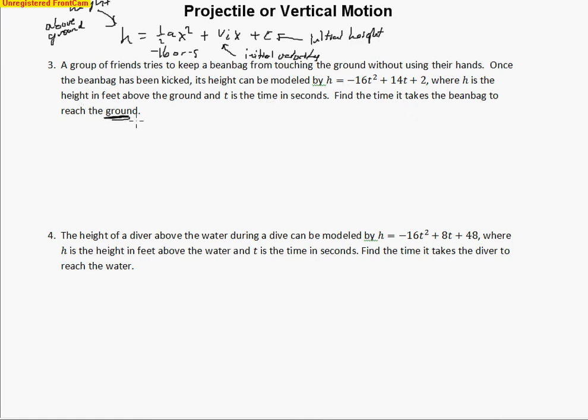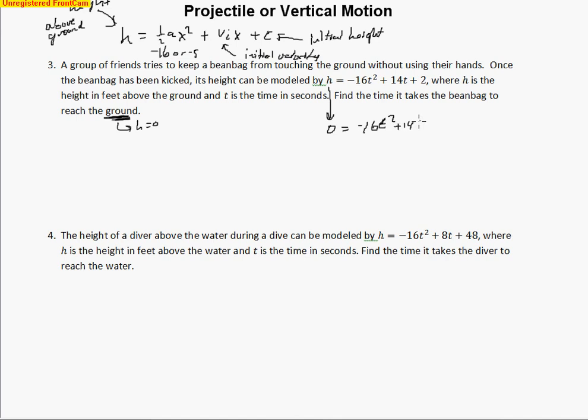Okay, the ground represents 0 for the height, and that's the key here. So sometimes if it was like 2 feet above the ground, then you'd put 2 in place of h. It depends on the problem. Here they're talking about the ground, so that means that h equals 0. So we're going to go ahead and rewrite our formula, and then we're going to factor.